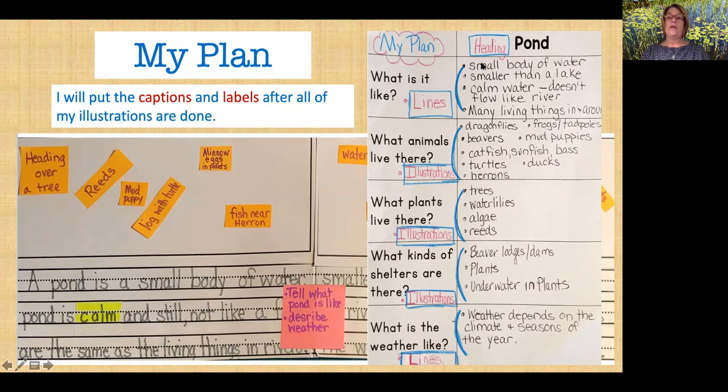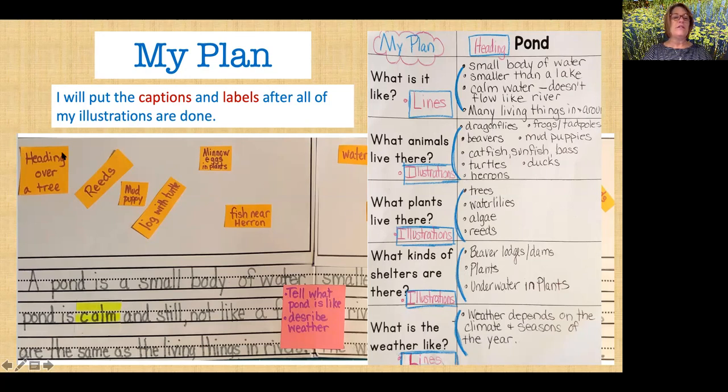What is a pond like? It's a small body of water. It's smaller than a lake. It is calm water. It doesn't flow like a river. And many things live in it and around it. And the weather. Well, the weather, just like all of our other Indiana habitats we've studied, depends on the climate and the seasons of the year. And I focused on a pond in the summer for mine. But look at all these things that I can include in my illustrations.